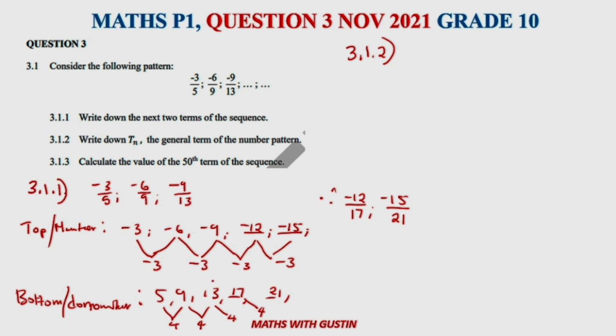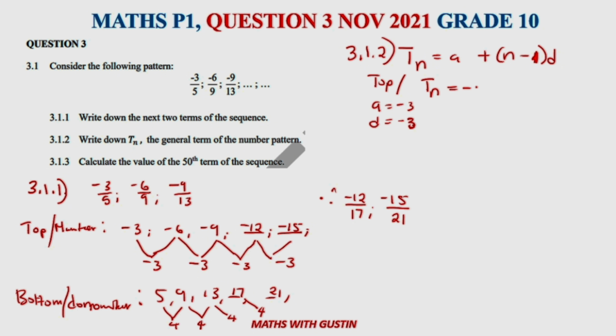Like I did initially, we are using this formula, Tn is equal to a plus n minus 1 d. This is there on your formula sheet. If your teacher is using a different equation, it's not a problem. You can use that as well, as long as it comes down to the correct answer. On the top part, Tn for the top part, a is minus 3, and the difference is also negative 3.